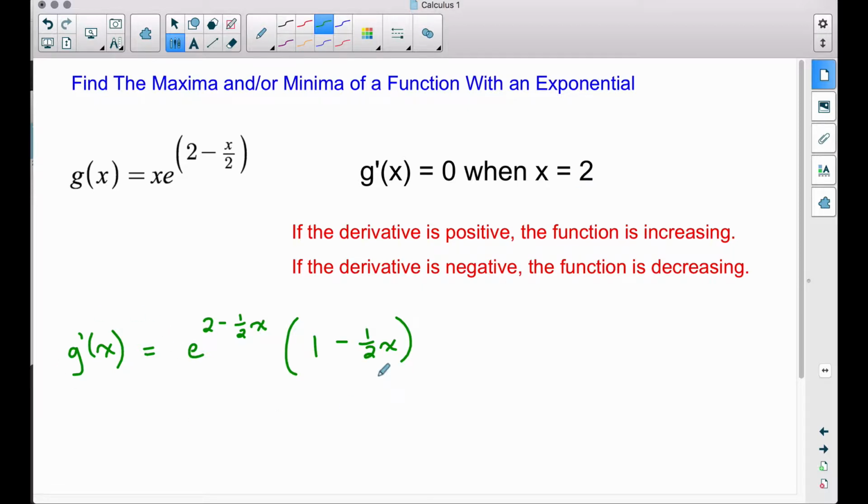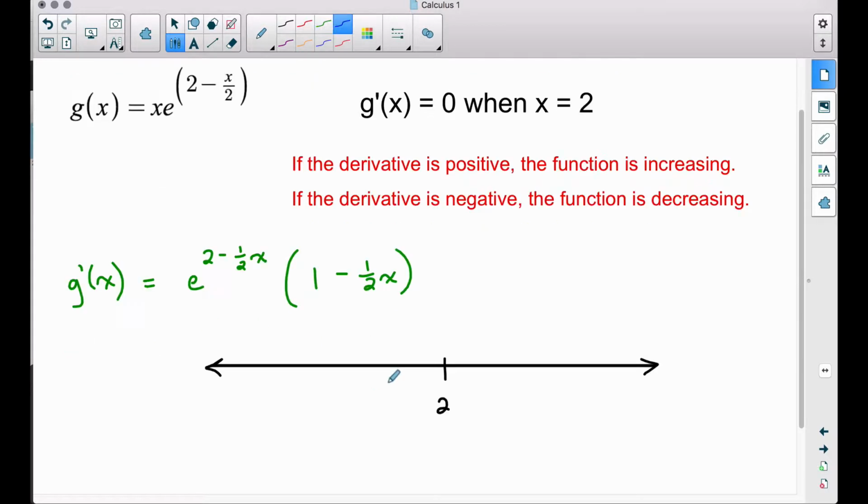Here's that same derivative that we found. And now let's create a number line with some test values. So here's our number line, and I have 2 on this number line because when x equals 2, the derivative of g is equal to 0. And what we are concerned with is the sign of the derivative. If the derivative is positive, our function is increasing. If the derivative is negative, our function is decreasing. And recall, if we have a function that goes from increasing to decreasing, the function's increasing here, and then it starts to decrease after this, we have a maximum.